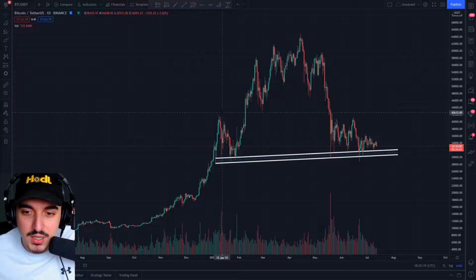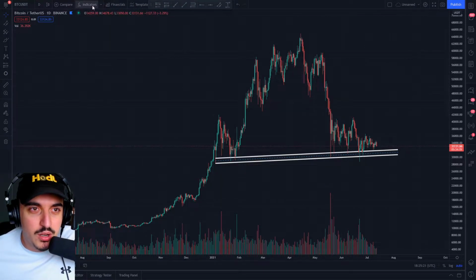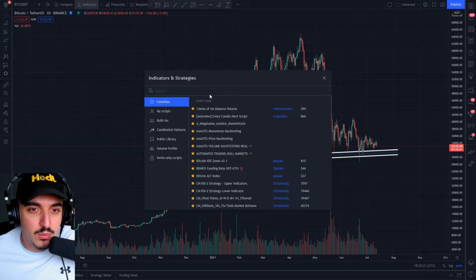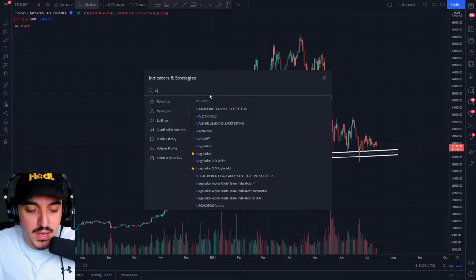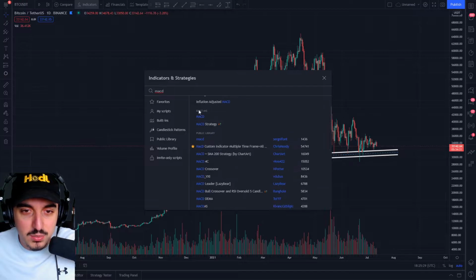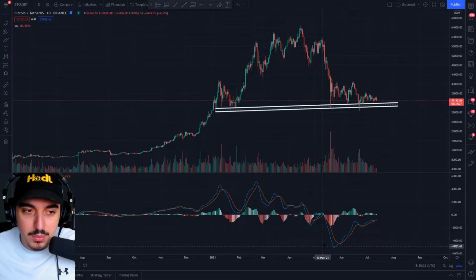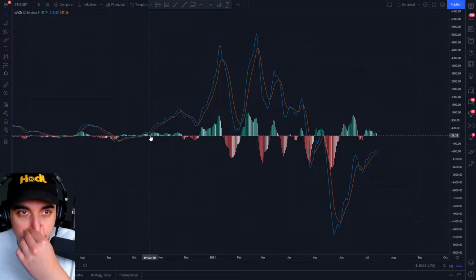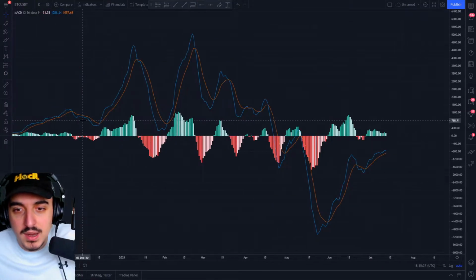Let's take a look at this indicator over here. First of all, we are going to click on indicators and type in MACD. If you scroll down a little bit, you will see the built-in that says MACD. Click on top of it and you will see something like this, as you can see on my screen right now.